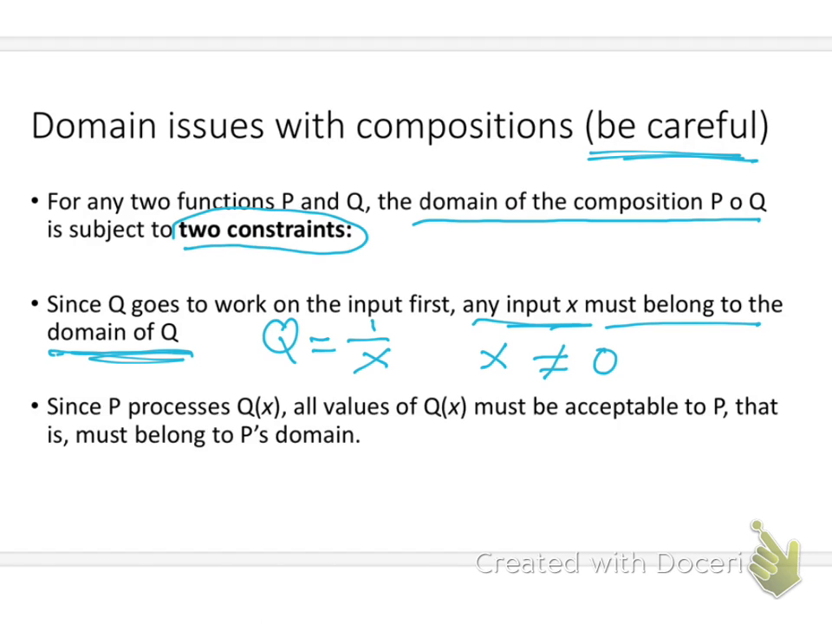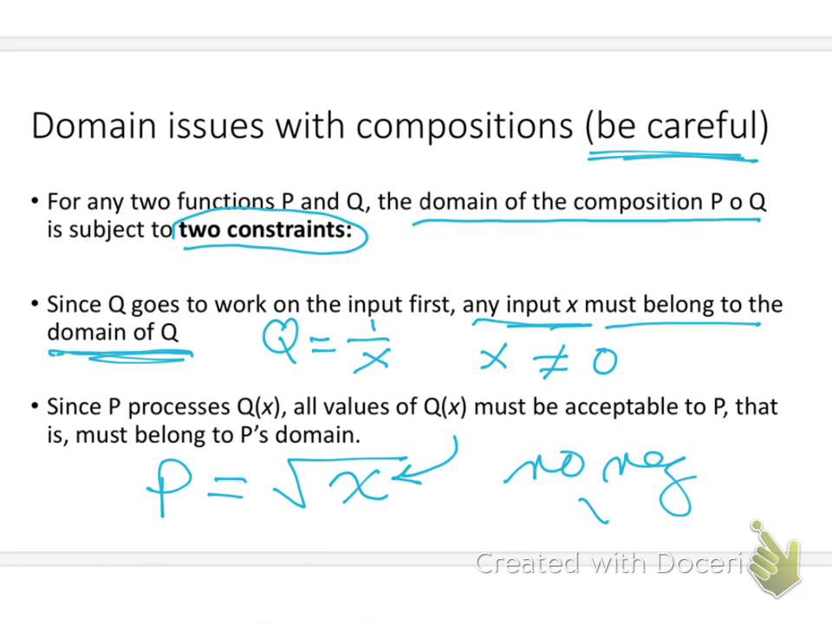Then let's go on. Since p processes q of x, all values of q of x must be acceptable to p. That is, they have to belong to p's domain. So what if p equaled radical x? That would mean that you could not put any values here that would be negative. So no negative values. So that's going to be a secondary constraint on your domain.